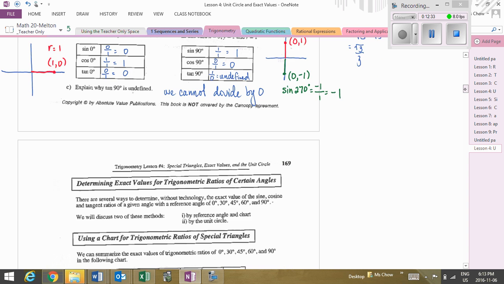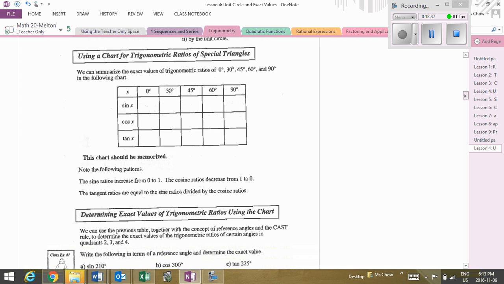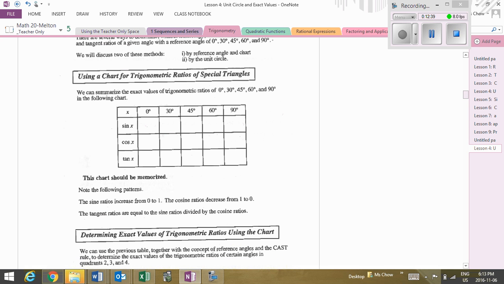Let's take a look then at, again, another chart where they've added in 0 degrees and 90 degrees. They've indicated here that you should memorize this chart. I'm not all that concerned about you memorizing the chart. It's obviously useful if you have it, but I think that's also a lot of information to take in.